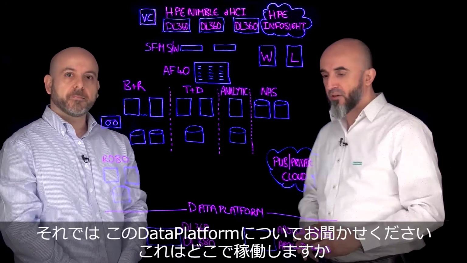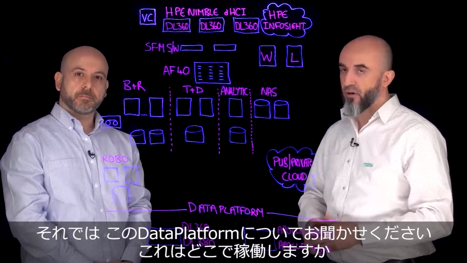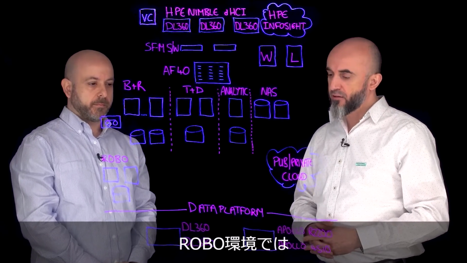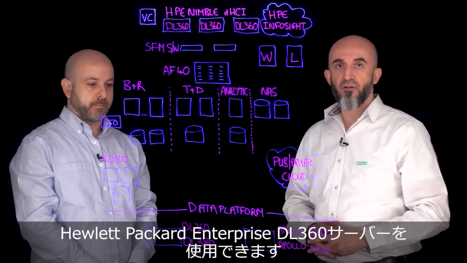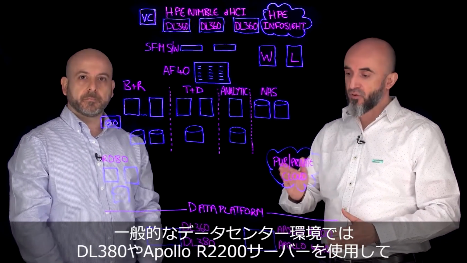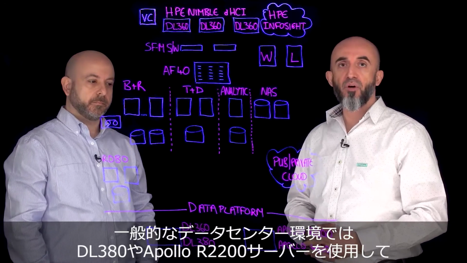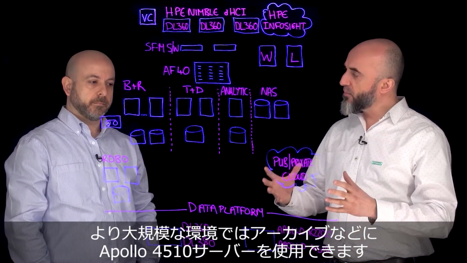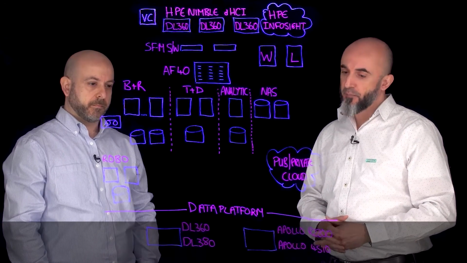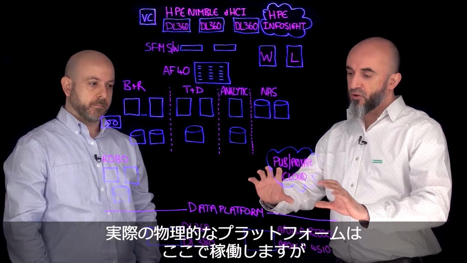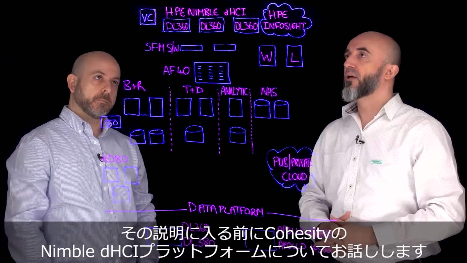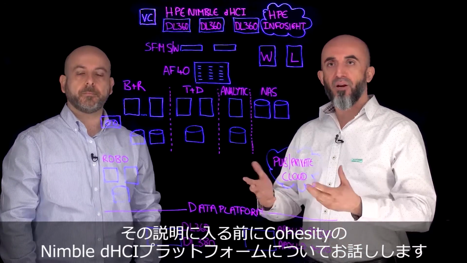So now since we're talking about the data platform, let's talk about what it runs on. For your ROBO deployments, we have the Hewlett-Packard Enterprise DL360 servers you can use. That's right. For your typical data center deployments, you have your DL380 and the Apollo R2200 servers. And for your larger deployments, maybe even for archiving, you could use the Apollo 4510 servers. So this is what the actual physical platform runs on. But before we go into that, let's talk about your Nimble dHCI platform and what it is.